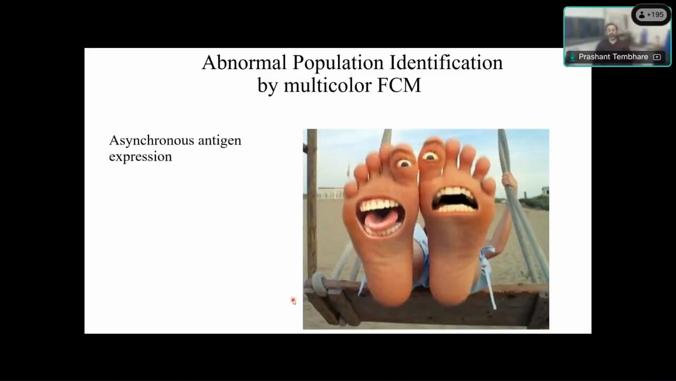Then asynchronous. Asynchronous means an antigen expression which is supposed to be at a particular stage is not there, but it is expressed at an unusual stage of maturation. That is called asynchronous antigen expression with respect to something else. For example, you have eyes and mouth on the face, but not on the foot. So foot and eyes, it's asynchronous, right? It's just a bold example.